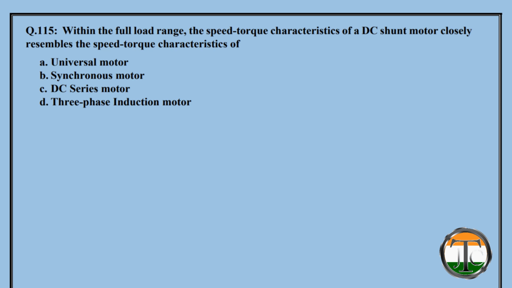So the next question is 115. Within the full load range, the speed torque characteristic of a DC shunt motor closely resembles the speed torque characteristic of: option A is universal motor, option B is synchronous motor, option C is DC series motor, option D is 3-phase induction motor. So here the answer is option B, that is synchronous motor. So option B is the right answer.